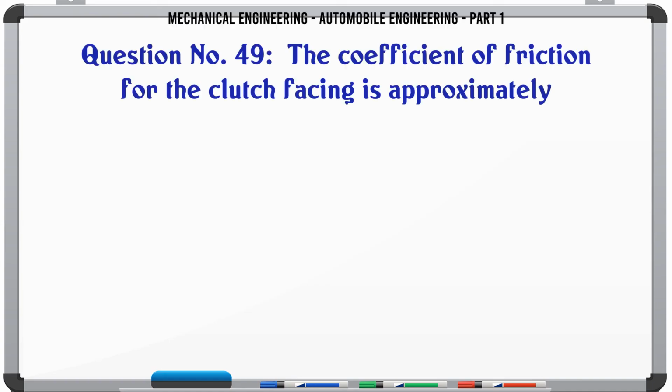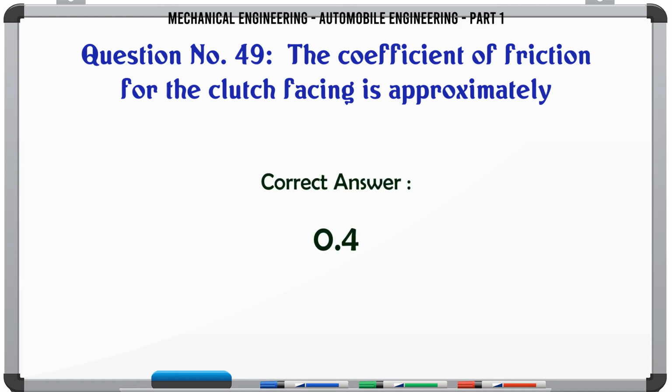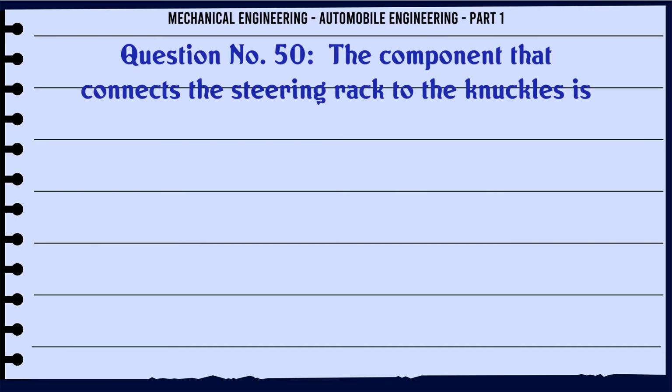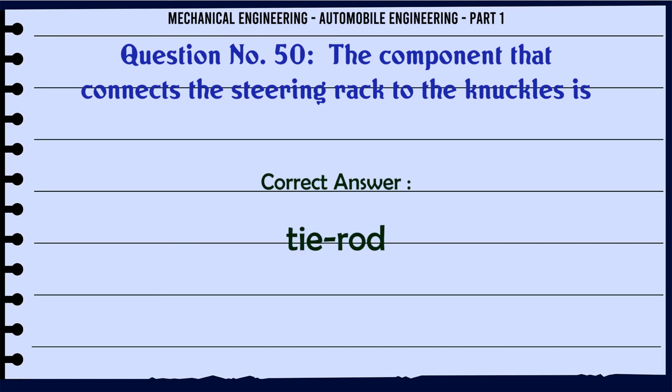The coefficient of friction for the clutch facing is approximately: A. 0.1, B. 0.4, C. 0.8, D. 1.2. The correct answer is 0.4. The component that connects the steering rack to the knuckles is: A. tie rod, B. sector gear, C. pivot, D. spline. The correct answer is tie rod.